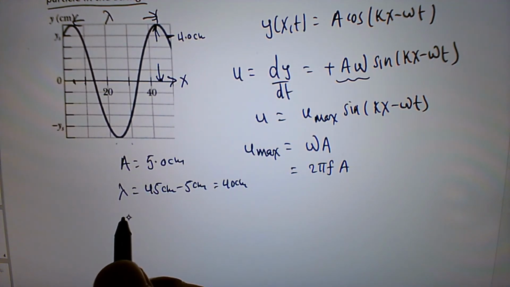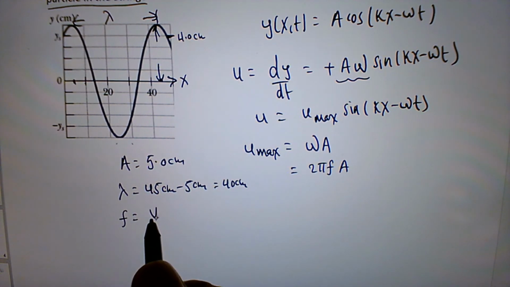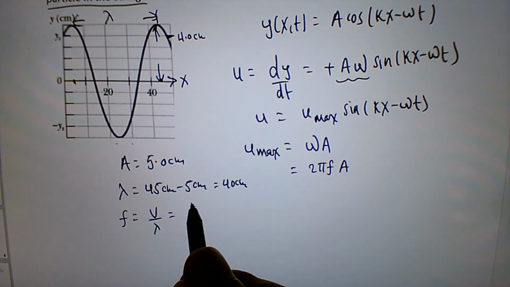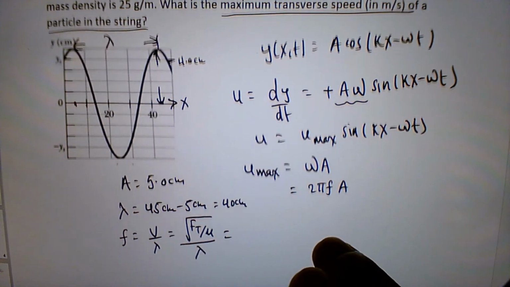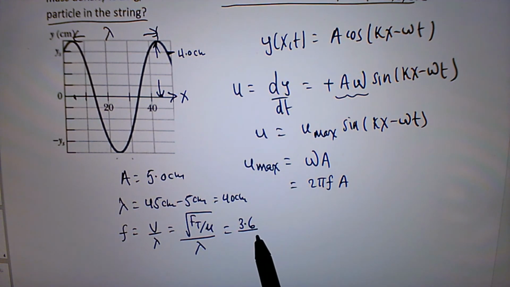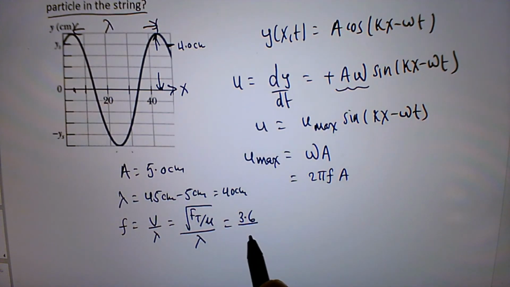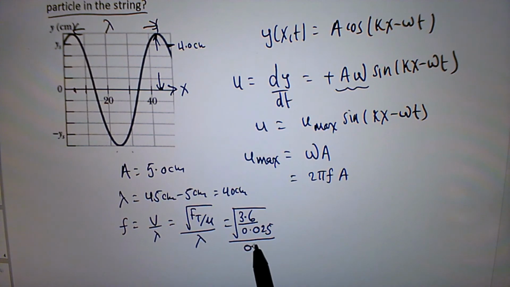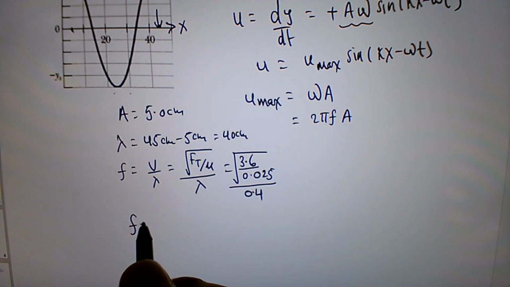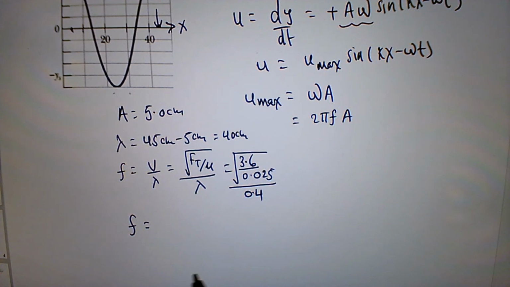So what is the frequency then? Frequency is speed divided by lambda, but speed is the square root of force of tension divided by mu, divided by lambda. The tension force is given to you, 3.6, divided by mu, the mass per unit length, 25 grams per meter. You must convert into kilograms, so 0.025. That's the speed, divided by the wavelength, 40 centimeters, which is 0.4. That's going to get you the frequency. The frequency of the wave is 30 hertz.